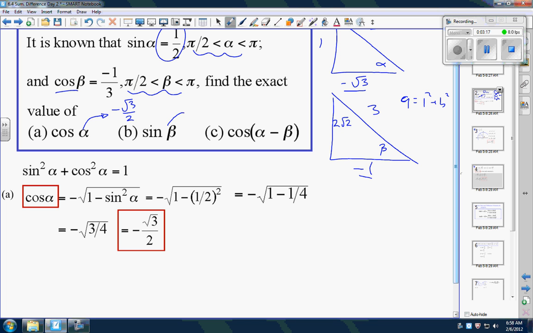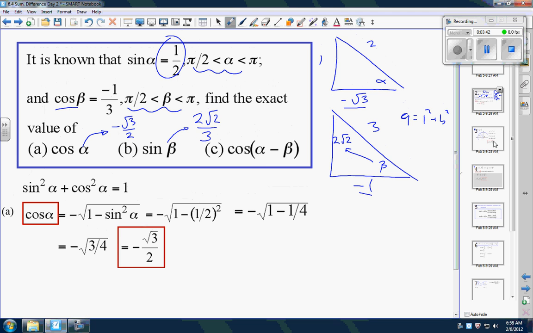Sine of beta. So we're going to a different triangle now. We're trying to do the sine of this one. So we go to this beta, opposite over hypotenuse: 2 square root of 2 over 3. We don't need to rationalize, so we're good there. And lastly, they want us to do cosine of alpha minus beta. So we need our sine and cosine difference formulas.